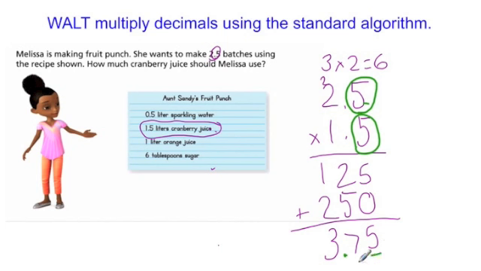Even underline them. Done. So my answer is 3.75. If I look at my estimation, I'm close. I knew this was an overestimation, but I'm still pretty close. So let's try one more.